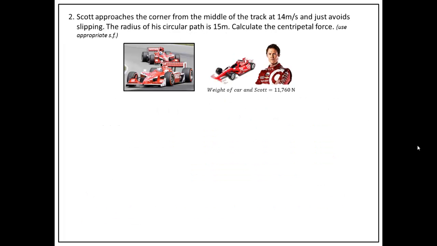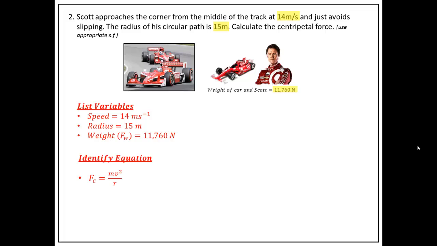The second question wants you to calculate the magnitude of this force if the car has a constant speed of 14 meters per second around the corner, with a radius of curvature of 15 meters. Under the diagram it also gives us the combined weight of both Scott and the car. The first step in answering this problem is to identify and list the variables, and then identify the correct equation that links them.